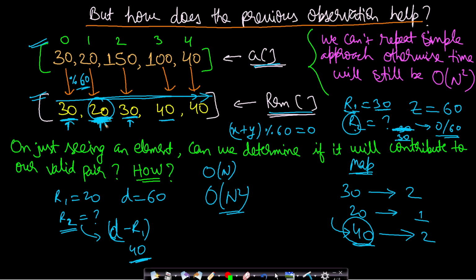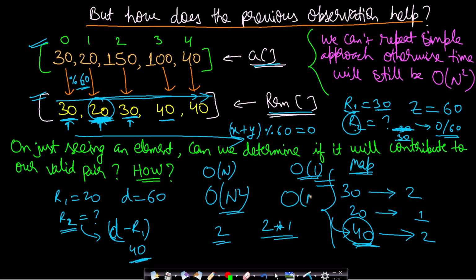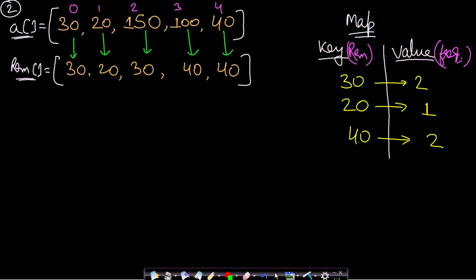So since we are seeing 20 here, and 40s are 2, therefore there can be 2 such combinations, which is 1 into 2, the number of occurrences of 20 into the number of occurrences of 40, right? So this is one way of doing it, like making a fast search on a map. If we are assuming that searching on a map is order of 1 on average, let's say on worst case also order of 1, then for n elements we will be doing it in order of n time. Okay, so let's see a quick dry run of this entire example.